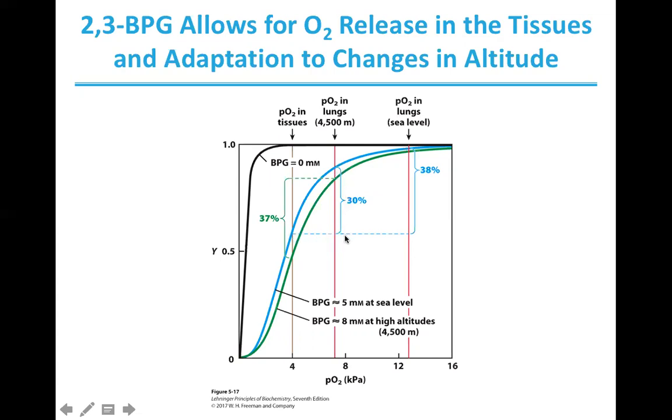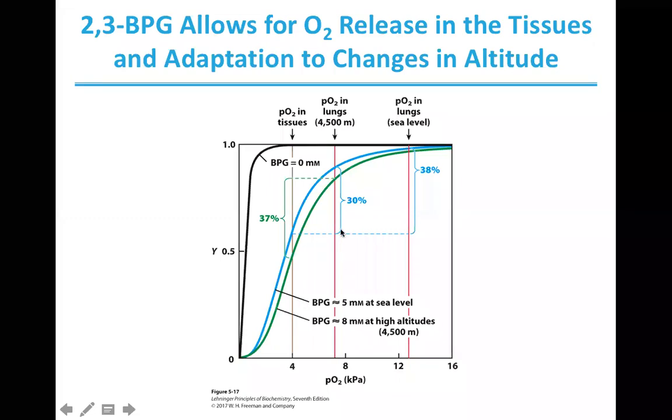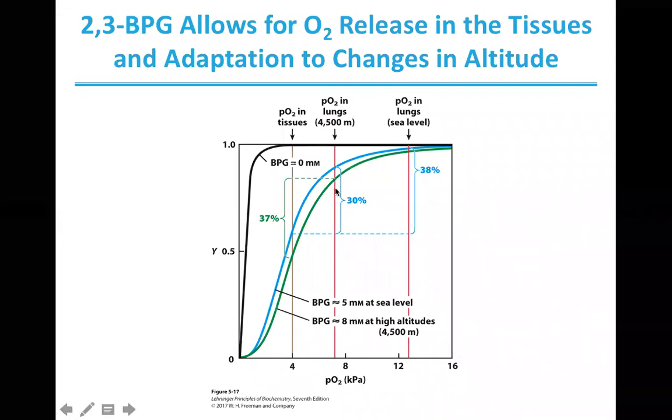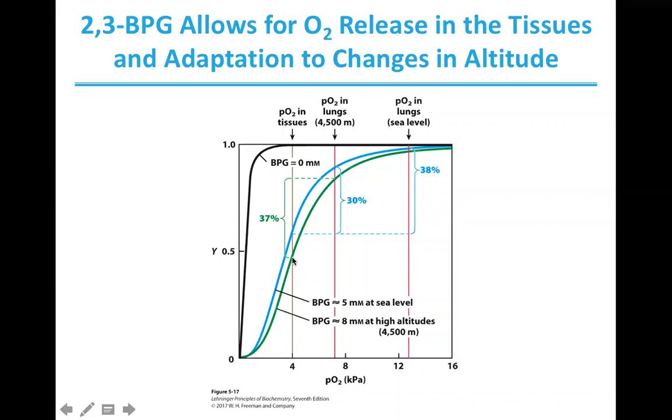And how do we restore that back to 38%? By increasing BPG in erythrocytes. So now it's the red curve here, right? Again, we start with the partial pressure of oxygen at base camp at around 7, going to 4 here. But now you can see there is a significant difference in receptor occupancy, which allows us to drop this all the way down there.